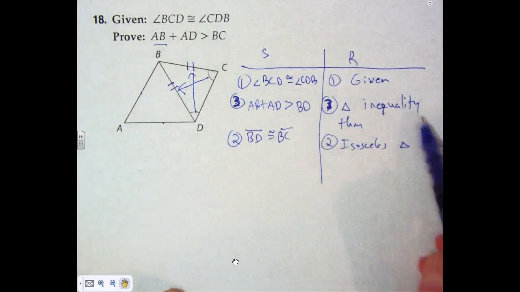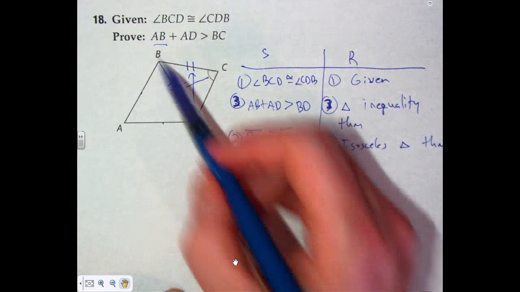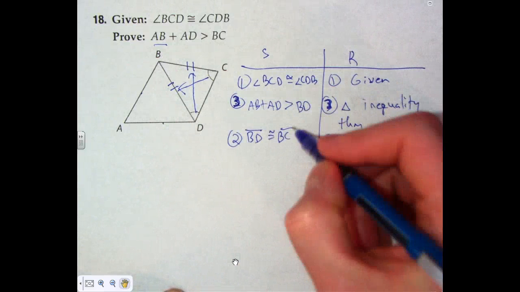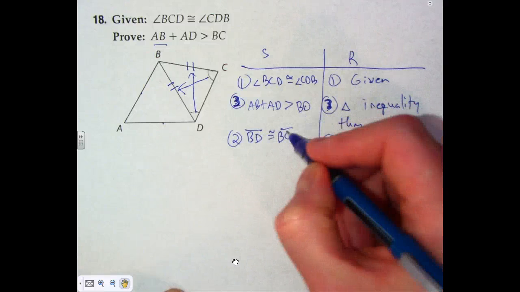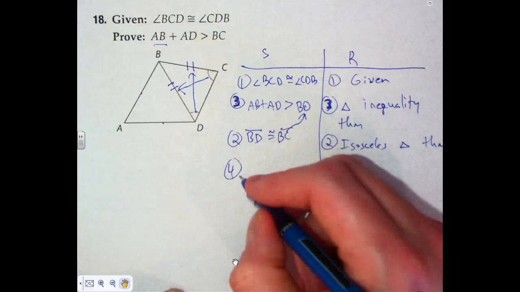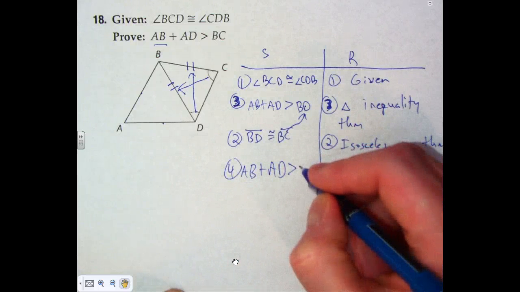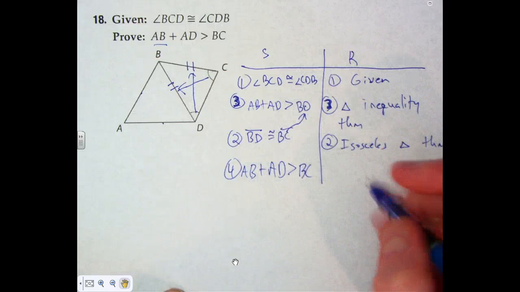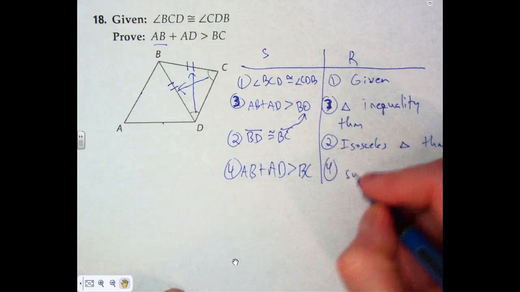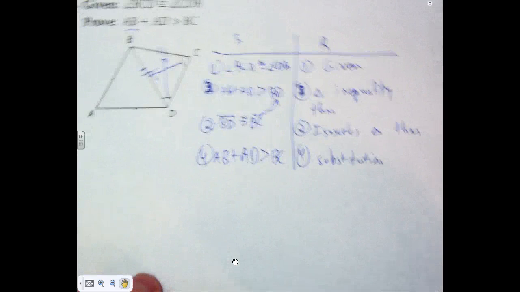By the triangle inequality theorem, I know that AB and AD add together to be more than BD. Now what I can do is replace BD with BC. So step 4, AB plus AD is greater than BC by substitution. Okay. So there's the formal steps for it.